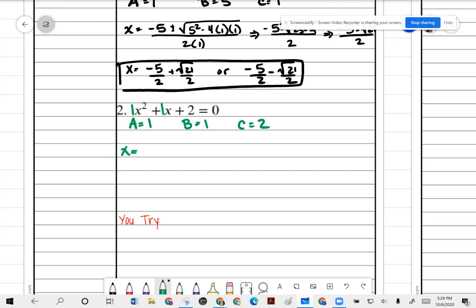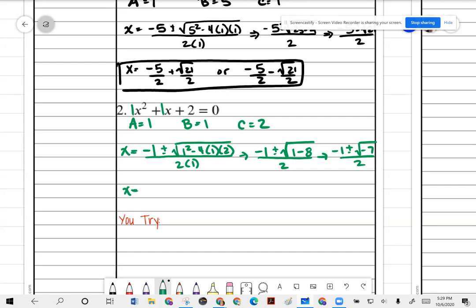So the quadratic formula states negative b plus or minus the square root of b squared minus 4ac, and it's all over 2a. So I just first substitute everything, then I go back and start simplifying. So I've got 1 minus 8. Well, if I have 1 minus 8, that means I'm going to have a negative inside there. So that means I've got negative 1 plus or minus the square root of negative 7 all over 2.